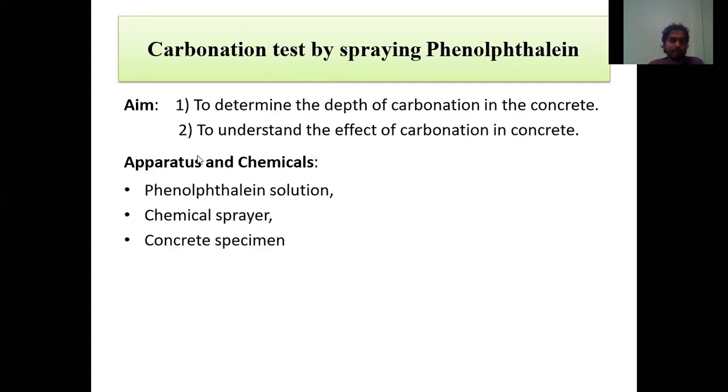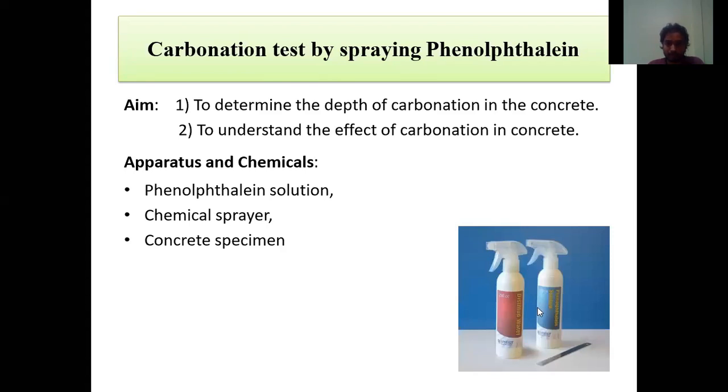For that purpose, we require some apparatus and chemicals. The first is the phenolphthalein solution. Remember this, phenolphthalein solution. Second, we require a chemical sprayer. Basically, a chemical sprayer is nothing but a normal sprayer which looks like this. Sometimes the phenolphthalein indicator solution, which is a 1% phenolphthalein solution, we directly purchase from the market. So we get the phenolphthalein solution and the chemical sprayer together directly from the market.